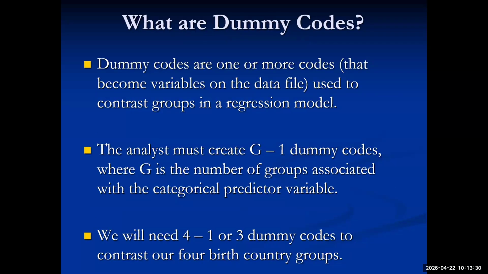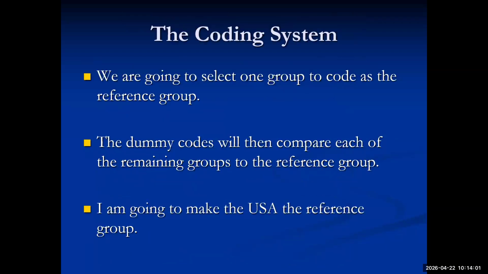Dummy codes are one or more codes, and these codes will actually become variables on the data file that are then included as predictors in the regression model. The analyst must create G minus one dummy codes, where G is the number of levels of the categorical predictive variable or the number of groups associated with the variable. In today's hypothetical example, we've got four country of origin groups. So we're going to need 4 minus 1 or 3 dummy codes to include in our analysis.